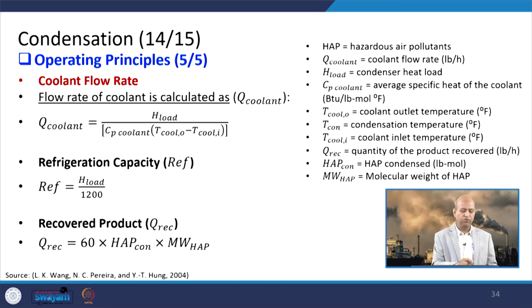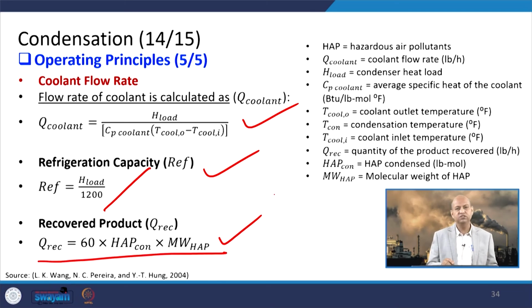Ultimately, the flow rate of the coolant is calculated like this, and refrigeration capacity can be calculated by H load divided by 1200. Recovered product can be estimated by this relationship.